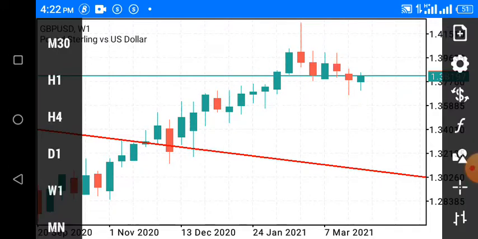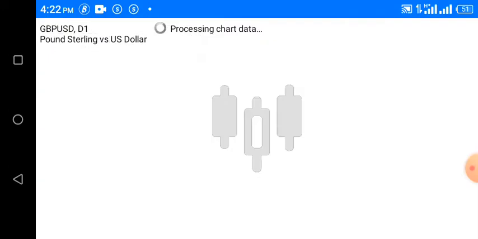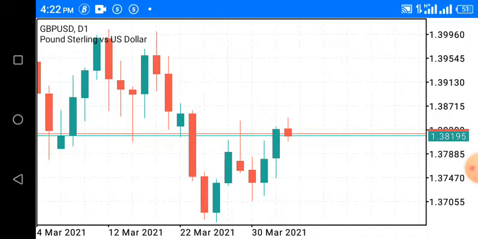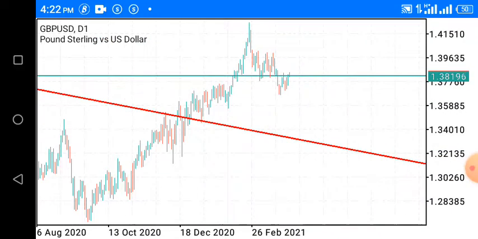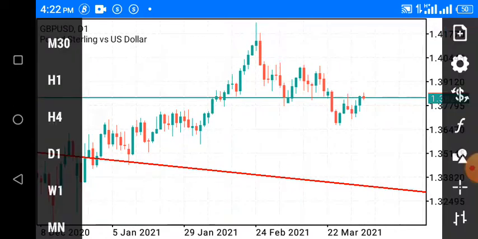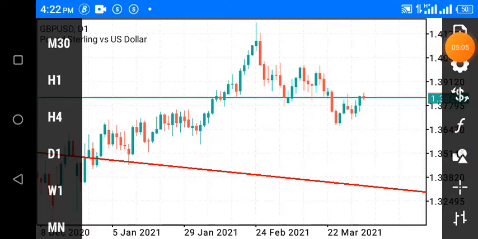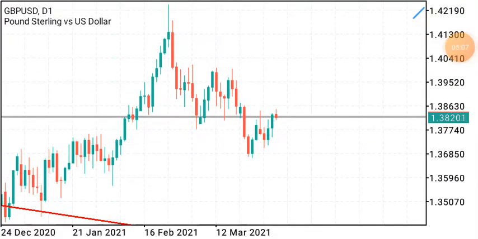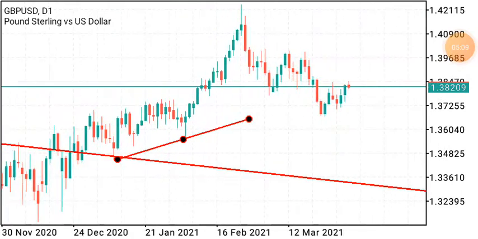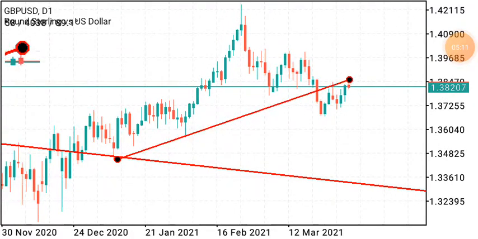So I will move to the daily time frame to see some good setup after the breakout. After the breakout, I can see this. If I pull out my trend line, after the breakout, I can see this.